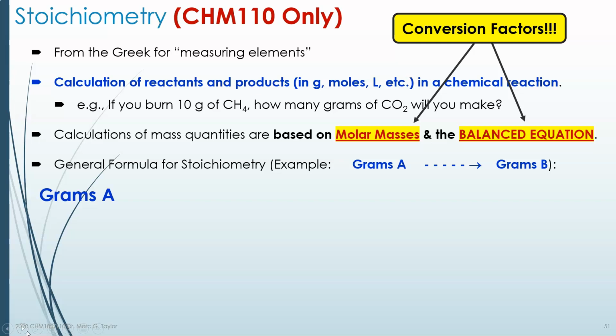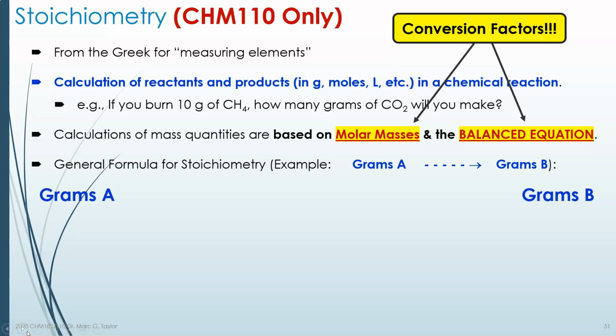If you're given grams of A, that's what you start with. And you're going to build your mathematical equation based on the chemical equation. So you start with grams of A, that's what you know you're going to start with, and in the end, you're going to end up with the grams of B. But how do you go from grams of A to grams of B? You can't go directly. There is no direct calculation from grams of A to B.